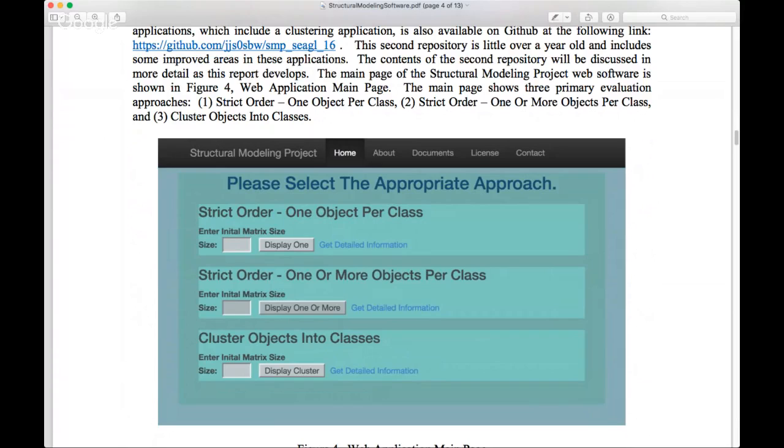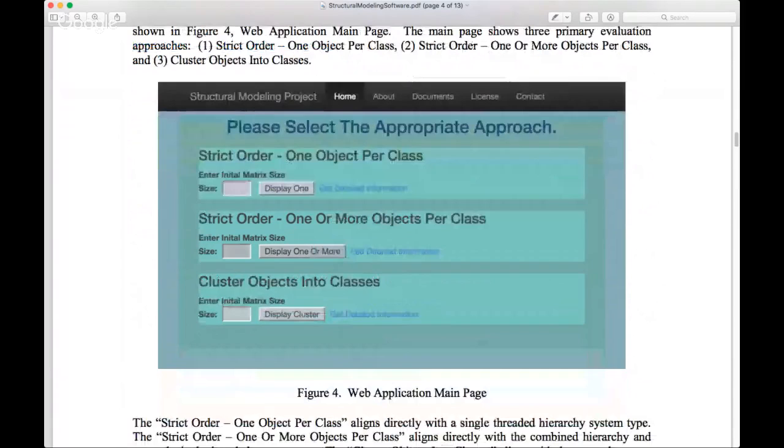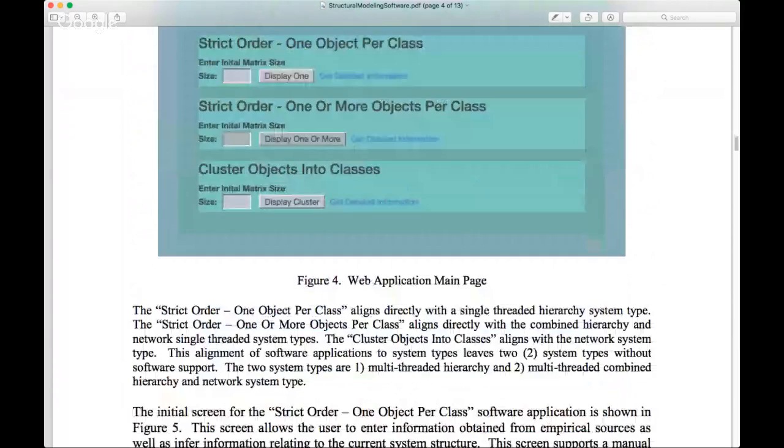So that's basically the hierarchy, non-symmetric, that has clusters in it. And so you take each cluster and condense it into 1 object. So that's again a strict order. And then clustering objects into classes. So those are each of the 3 approaches that are out there, and I've also put this up on GitLab.